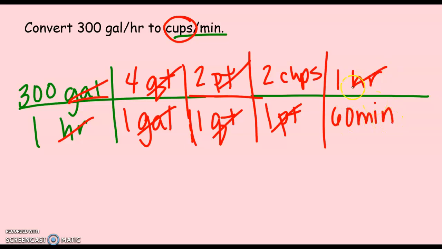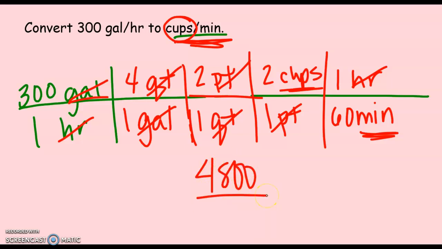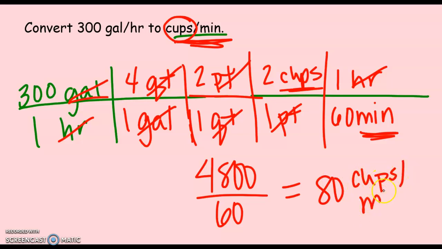Okay, so hours cancels. Now I'm down to minutes and cups, which is what I wanted to get originally. I'm going to multiply everything straight across. So I'm going to take 300 times 4 times 2 times 2 times 1, and I'm going to get 4,800. On the bottom, I'm just going to multiply straight across. So 1 times 1 times 1 times 1 times 60 is going to be 60. Now I need to divide the 2, and I'm going to end up with 80 cups per minute.